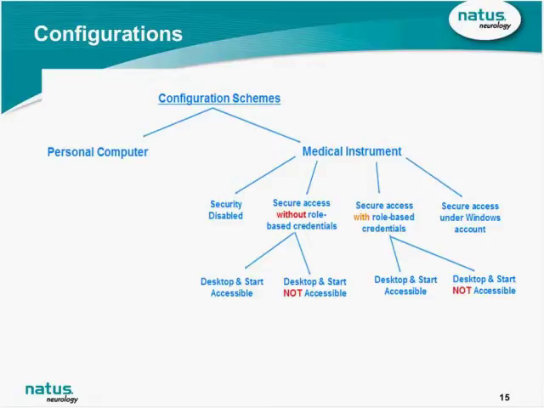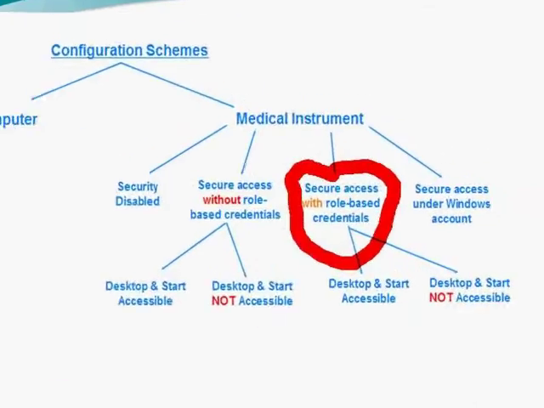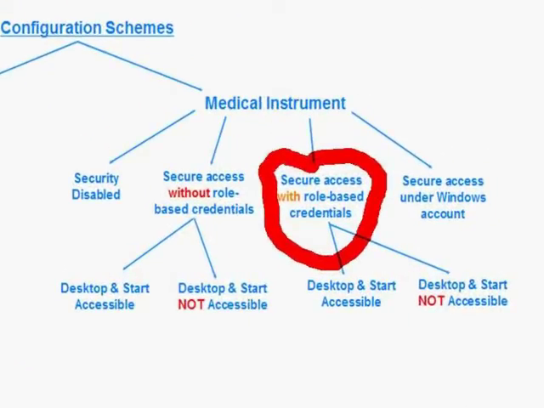So what you just saw in my example, the scenario that I had implemented was basically this one here. So we had secure access with role-based credentials. Alright, that is, you had to log in, and depending on the role that the user had, they were prohibited from doing certain functions, and they were allowed to do others. That's what you saw.